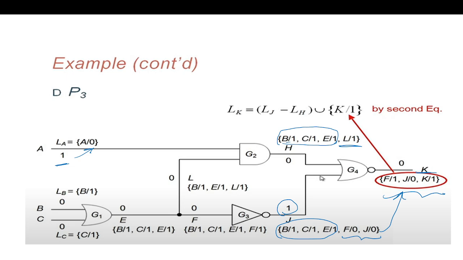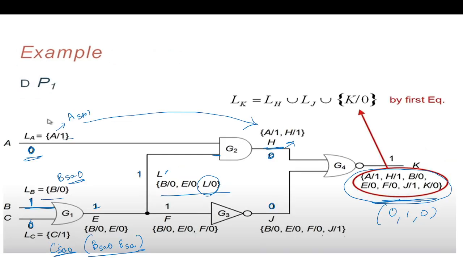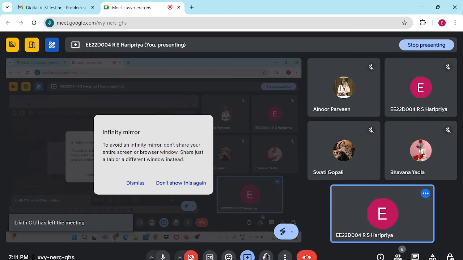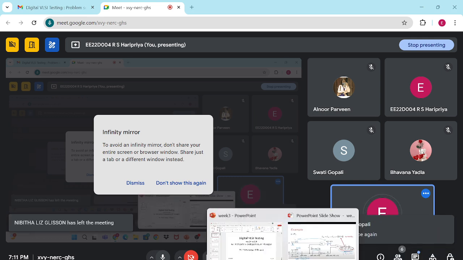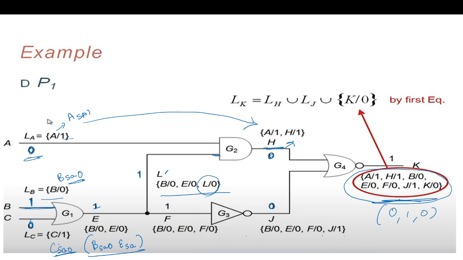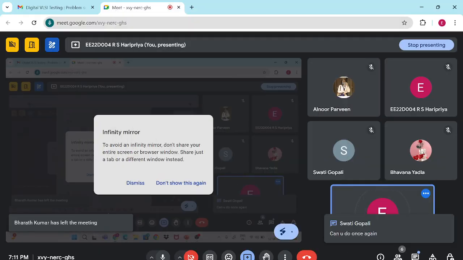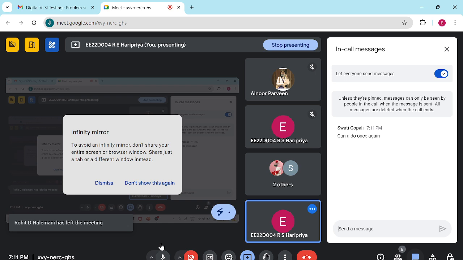Is this deductive fault simulation clear to everyone?